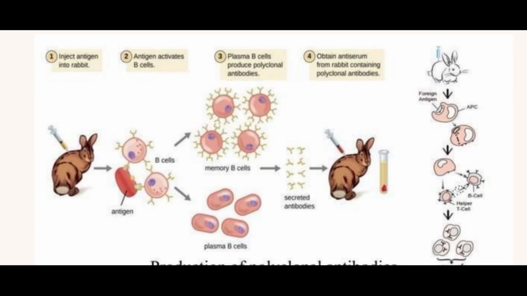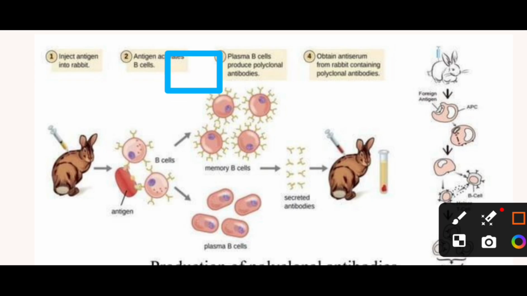So here we inject the antigen into the rabbit, and second, the antigen activates the B cell, and the plasma B cell produces polyclonal antibodies. Basically, polyclonal antibodies will be produced here, not monoclonal. Monoclonal is very difficult to produce. It involves the use of the hybridoma technology.